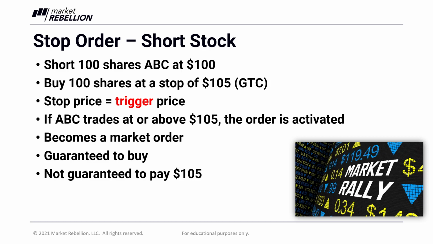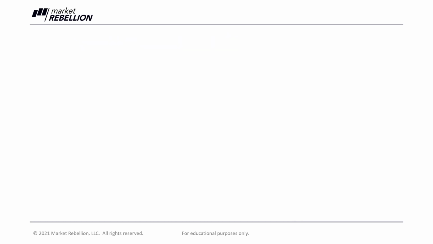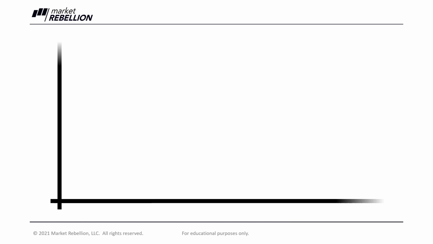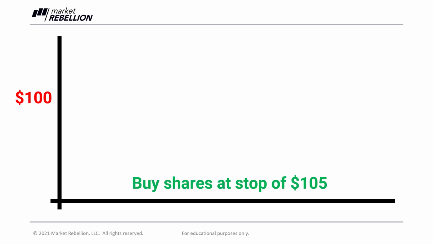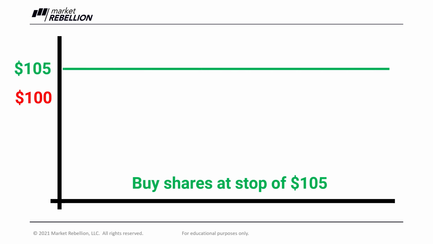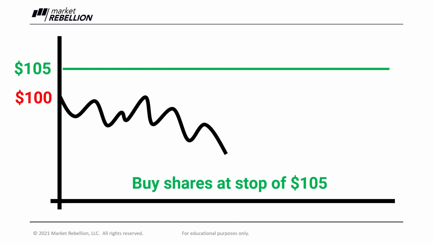So where could it work well and where could it work not so well? Well, let's go back to our stock chart and say that you short shares here at 100. And for a little insurance policy, you place a separate order to buy shares at a stop of 105. So the stop price is the trigger point. It's the line in the sand. And if the stock price moves lower, all is good. You're going to make money. You're never going to get triggered out of this position.